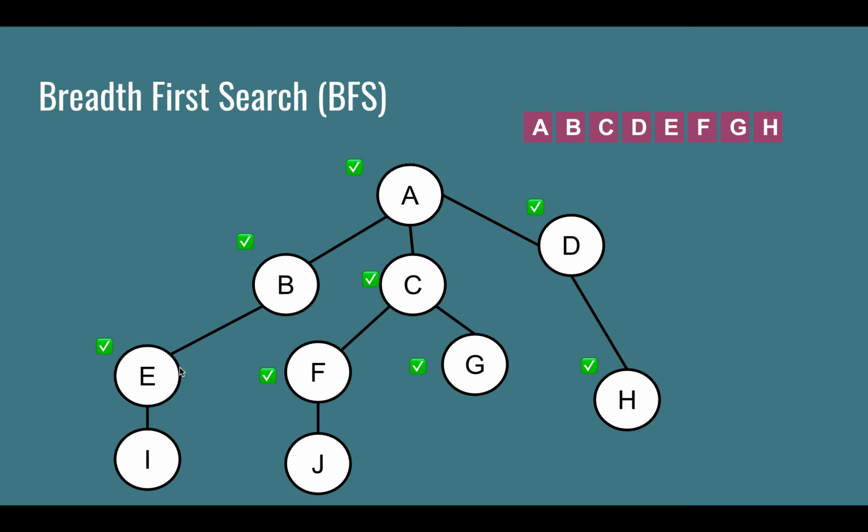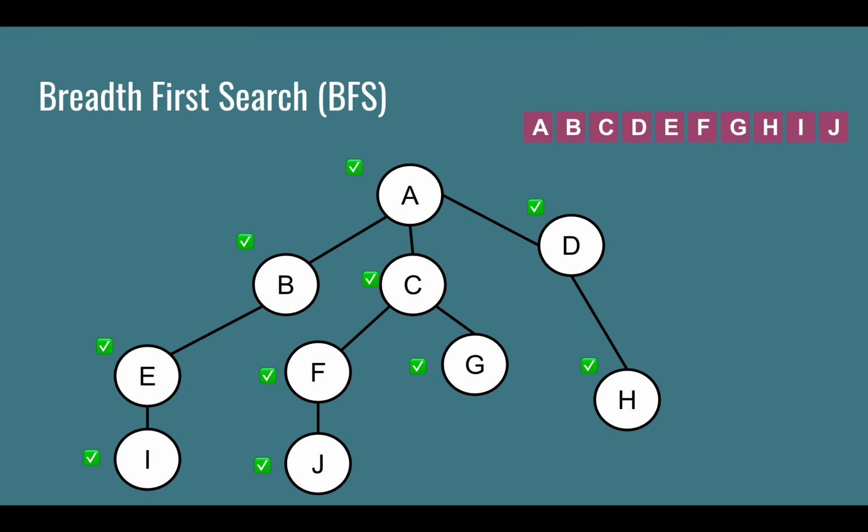Then we will look at the adjacent nodes of E. E has two adjacent nodes B and I. B is already visited, so I will be visiting only I now. Then we will look at the adjacent nodes of F. F has two adjacent nodes C and J. C is already visited, so I will be adding J to the traversal order. So this is my breadth first search traversal order.